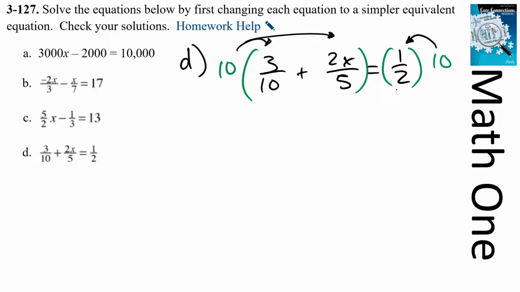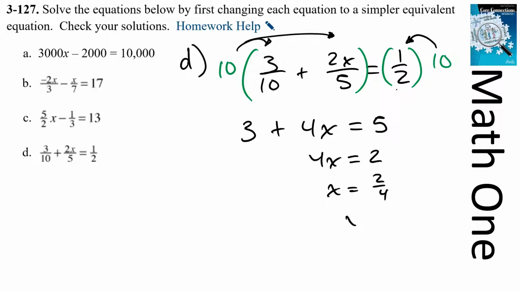So on the left hand side, 3/10 times 10 is conveniently the number 3, plus 2x over 5 times 10. See, 10 divided by 5 is 2, so this is going to be plus a 4x. Think about it, try it with your calculator. And then finally that equals 1/2 times 10, which is the number 5. If I take away 3 from both sides, we get 4x is the number 2, therefore x is 2/4, and more commonly people call that the number 1/2. So x is positive 1/2.